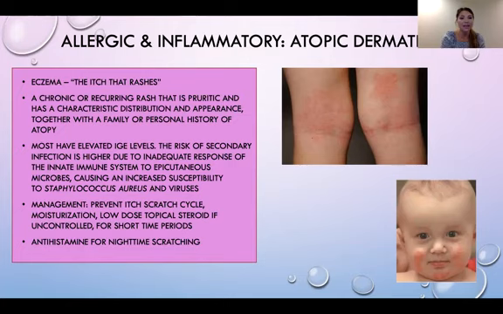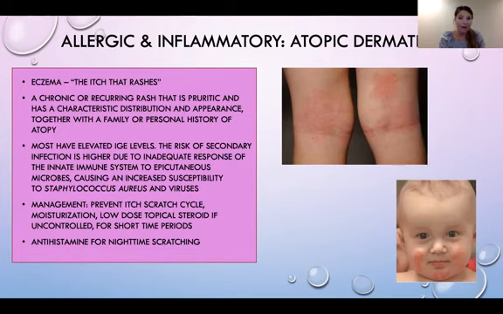Management and prevention is moisturization. We want to moisturize these babies, moisturize these children. We want to keep the skin moisturized, and we do not want the skin to be dry, because that's going to make it more itchy, and that's going to just make our problem worse.